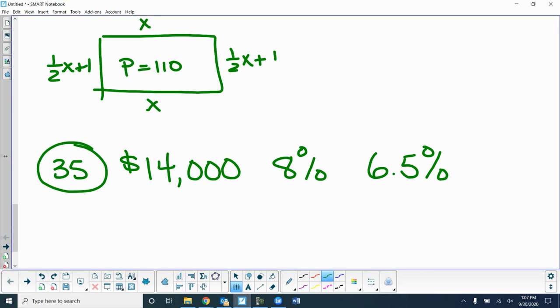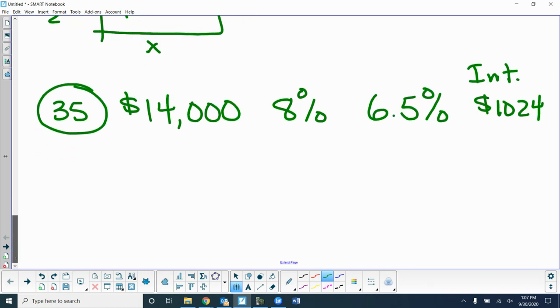And then with those two investments in 1 year, they made $1,024. So interest, they made, what's that much? Okay, so that information, we can figure out how much they put in each one. That's what we're supposed to do.